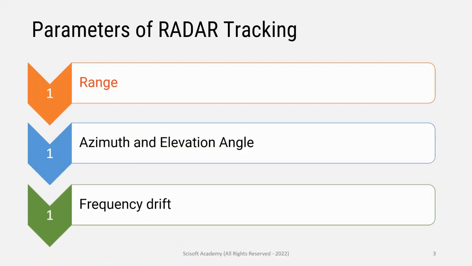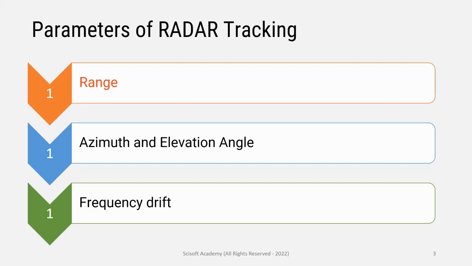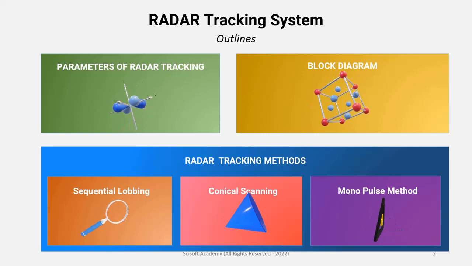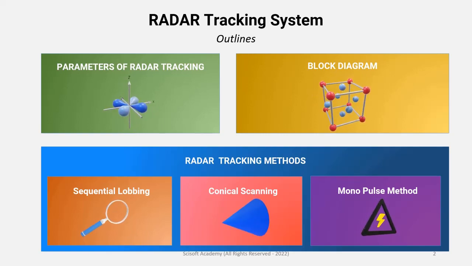And when we go to the third one, it is the frequency drift. So frequency drift is nothing but the velocity of the object. So we are going to identify different parameters such as range, azimuth and elevation angle, and frequency drift or velocity. So these are the basic parameters of radar tracking. Now we will move ahead with the block diagram of it, how a radar tracking system works in live.